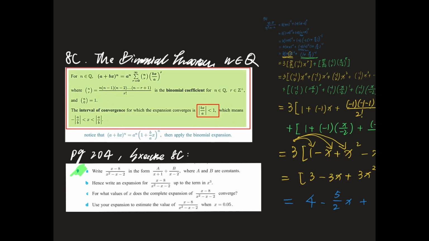Now 9c, for what values of x does the complete expansion of this converge? So we want to find the interval of convergence. If we go back to our formula, when we have the formula of this form, the modulus of bx over a will be smaller than 1, right? Within that particular interval. So from 9b we have this particular form, let's find it. It should be in this step where I've highlighted in red. In this step we can see we have 1 plus x in the bracket and 1 plus x over negative 2 in the bracket.